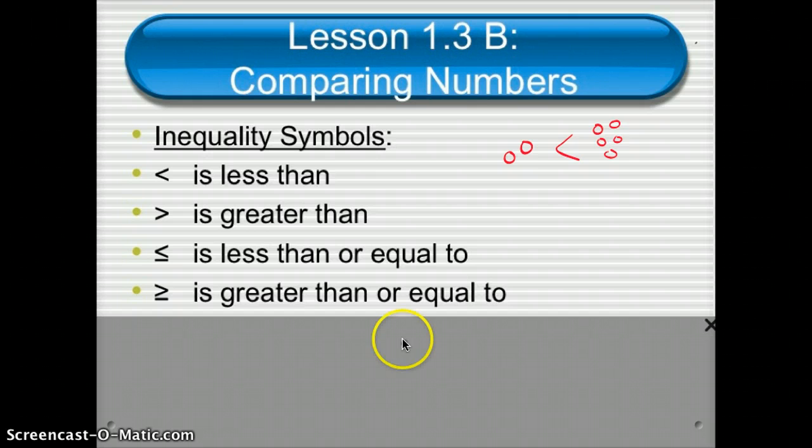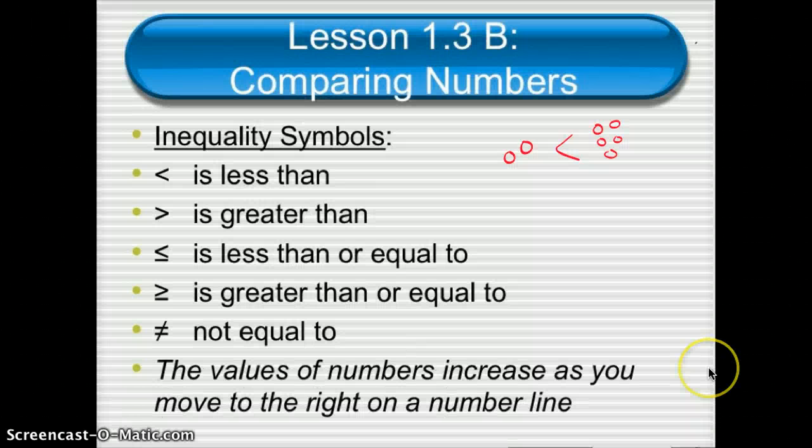The final of the 5 symbols today is not equal to, which is just an equal sign with a slash through it. And it is important to note that if you're looking at a normal typical number line, the values of numbers always increase as you move to the right. So if we have 0 here, 1's obviously bigger, 2 is bigger than that, but that works for negative numbers too. So -1 is a bigger number than -3 is because it's further to the right on a number line.